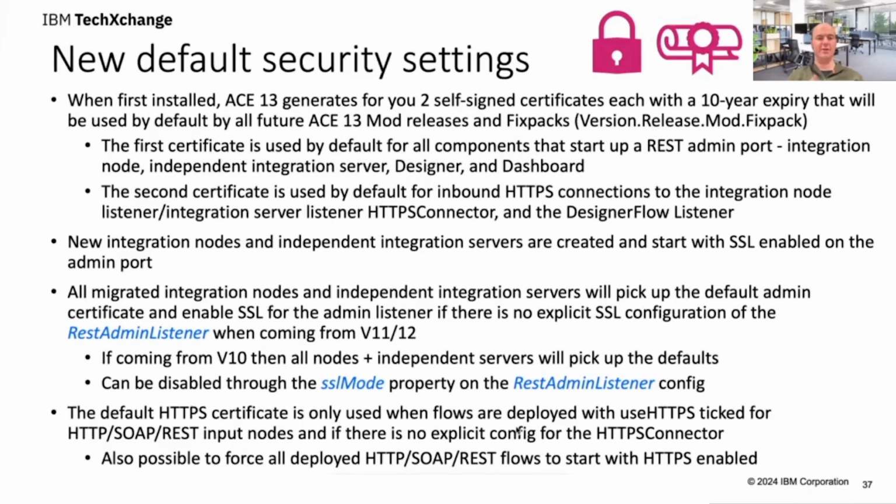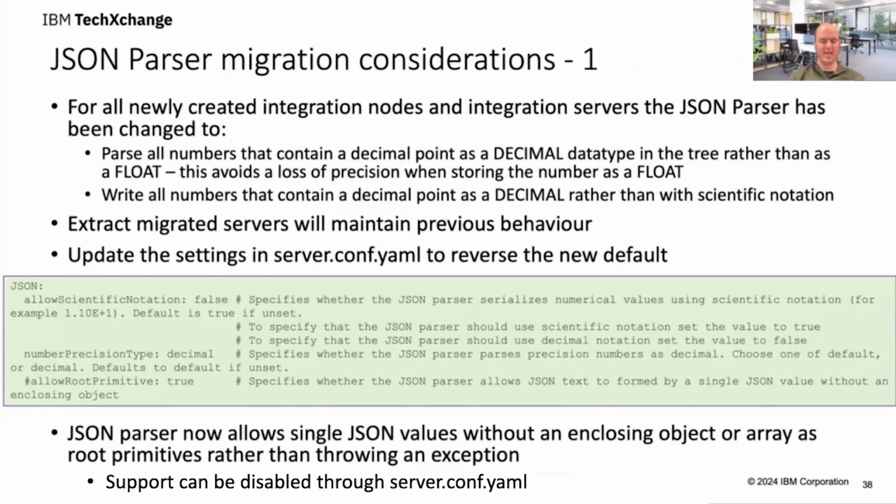Two slides now on the JSON parser. One of the key things we've done with the JSON parser in version 13 is that when you create a new integration node or new integration server, the JSON parser has been changed to parse all the numbers that contain a decimal point as a decimal in the tree rather than as a float. Because a float uses scientific notation, E numbers, and doesn't have as much precision as a decimal. So it's potentially a lossy thing.